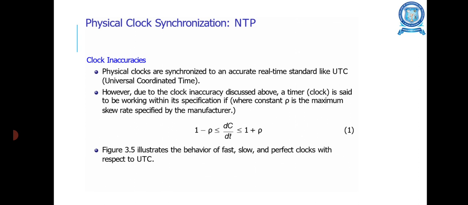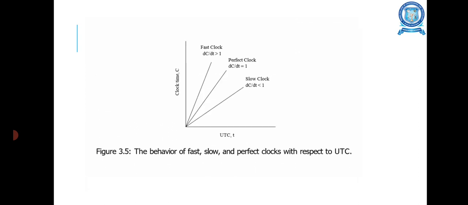Then the next figure illustrates the behavior of fast, slow and perfect clocks with respect to UTC. This figure shows the behavior of the fast, slow and perfect clock. If it is a perfect clock, the differentiation dC/dt equals 1. If it is fast, it is always greater than 1. Slow means it is always less than 1.